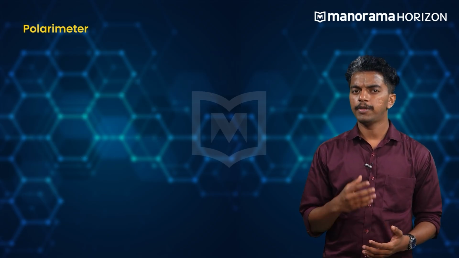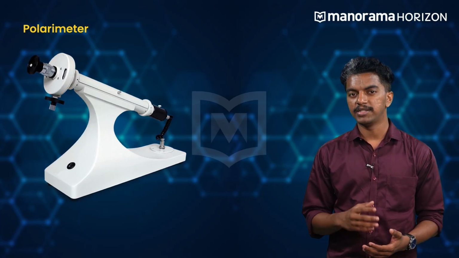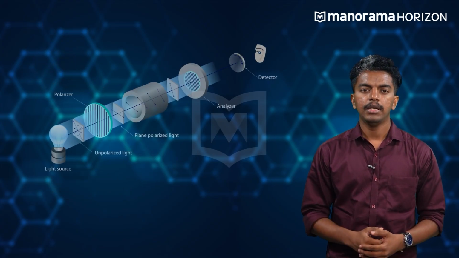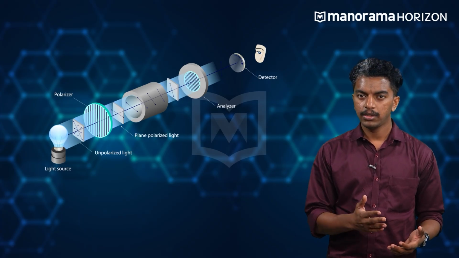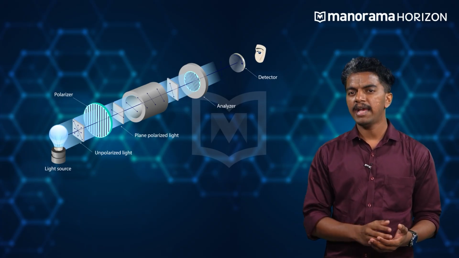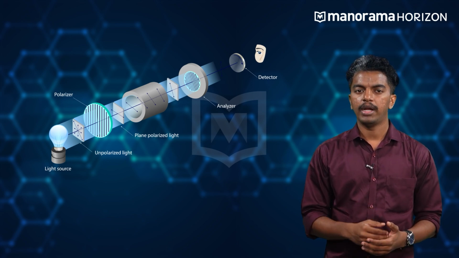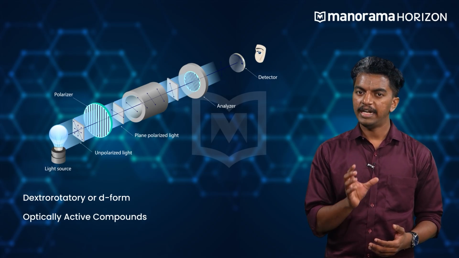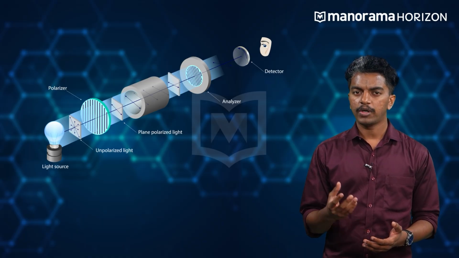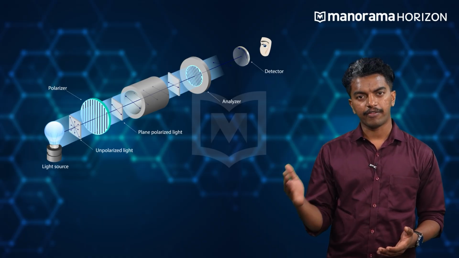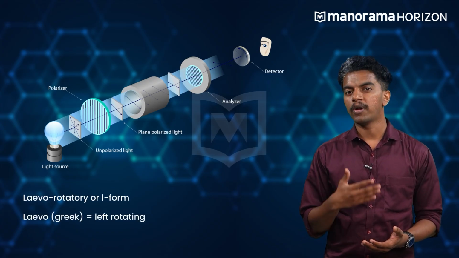The angle by which the plane polarized light is rotated by an optically active compound is measured by an instrument called a polarimeter. If the optically active compound rotates the plane polarized light to the right, or clockwise, as seen by an observer towards whom the light is approaching, then the compound is called dextrorotatory, or the D form of the compound. On the other hand, if it rotates the plane polarized light to the left, or counterclockwise, then it is called levorotatory, or L form.